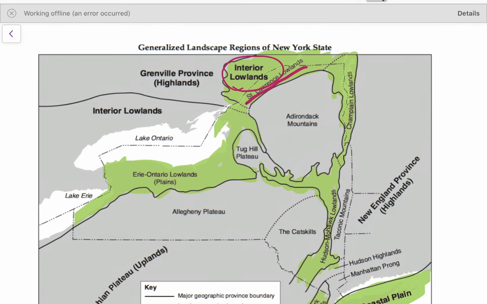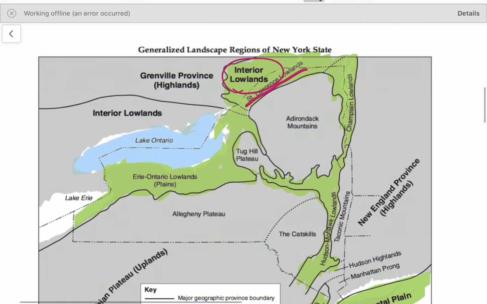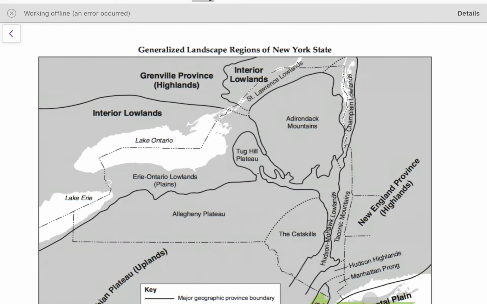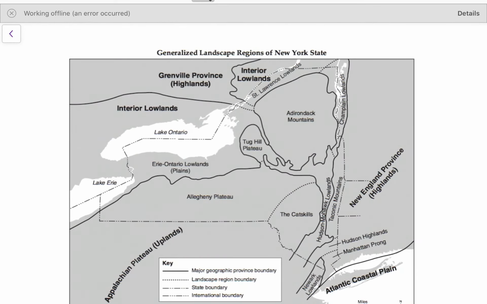Okay, so one thing that is a point of confusion I noticed last week is some students were saying that Lake Ontario was itself a landscape. Lake Ontario is part of the Erie, Ontario lowlands. It's part, okay, of the interior lowlands landscape region, but we wouldn't say that Lake Erie or Lake Ontario is a landscape. Those are water features on our map. So this is a general view of this map of New York State. It tells us the 3 different landscape regions and where they exist in New York State.